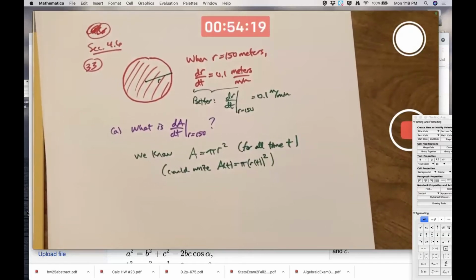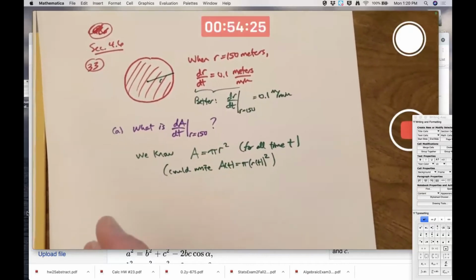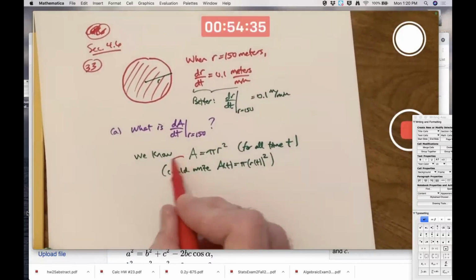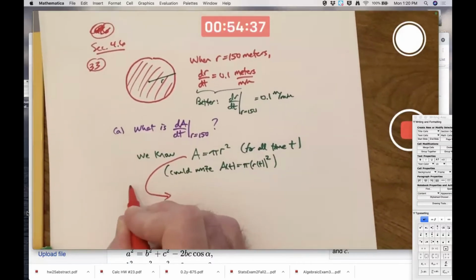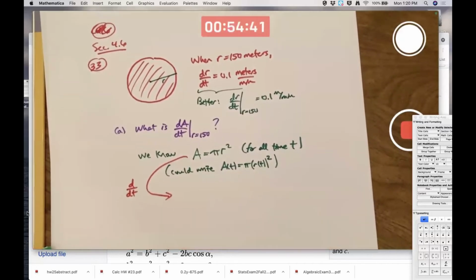Though it's not so traditional to write. It's more traditional just to go ahead and not bother writing the t's, just remembering that this depends on t. Now get the rates into play. Differentiate both sides of that equation with respect to t, keeping in mind that both a and r depend on t. Pi doesn't, but a and r do.